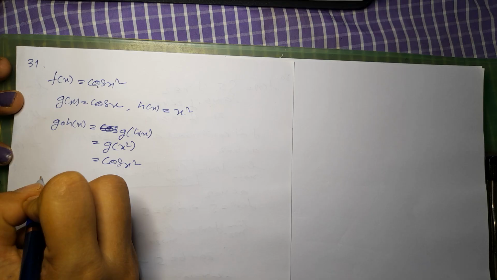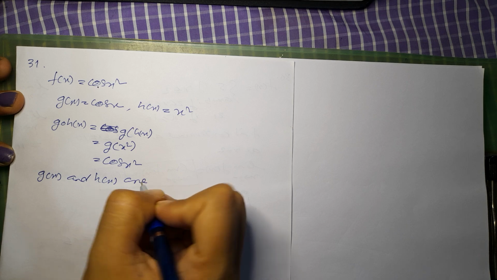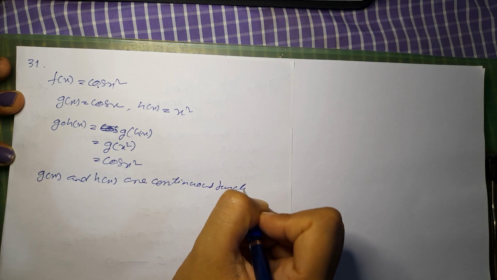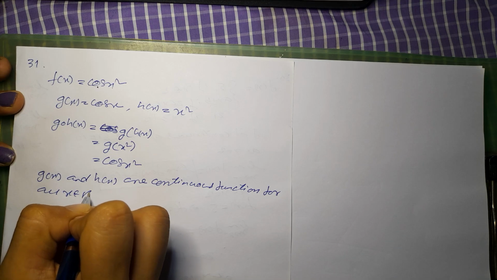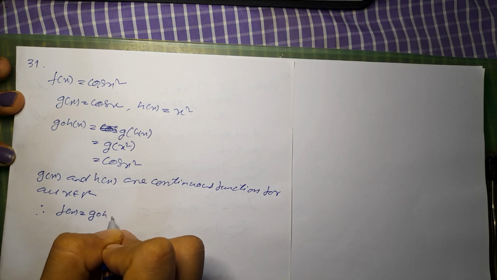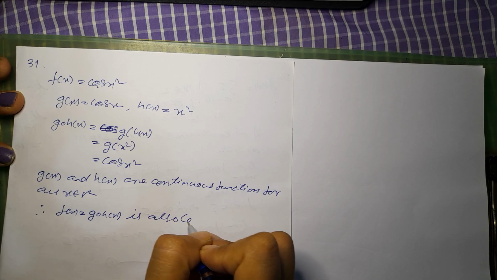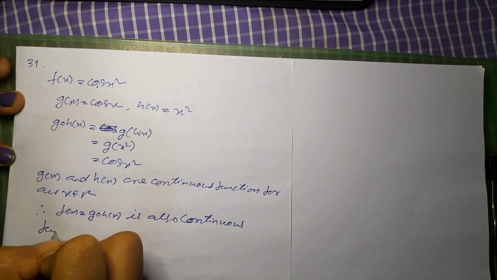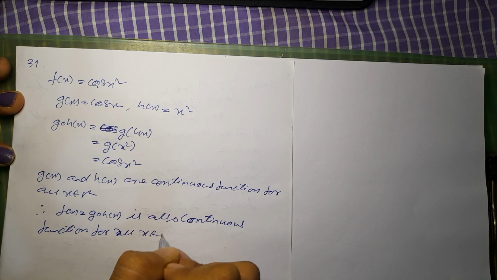g of x and h of x are continuous functions for all x belongs to R. Therefore, because we have f of x is equal to g of h of x, f of x is also a continuous function for all x belongs to R.